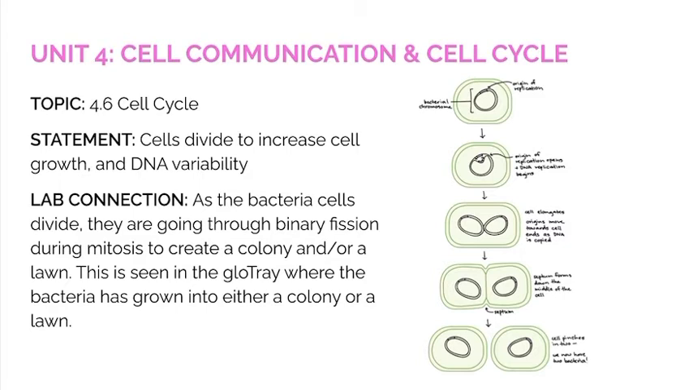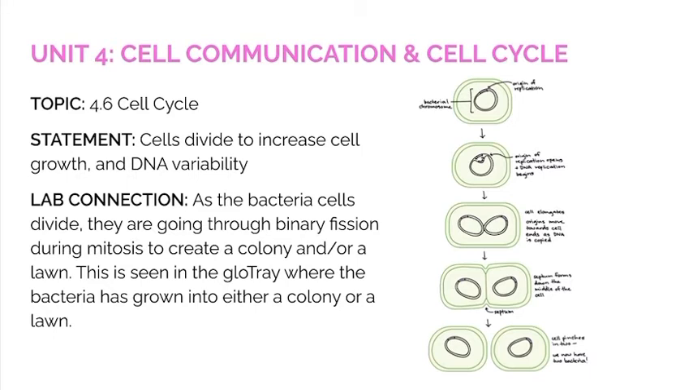Unit 4, which was cell communication and cell cycle, I connected topic 4.6, cell cycle, with the lab. This topic discusses how cells divide to increase cell growth and DNA variability. So as the bacteria cells divide, they are going through binary fission, and they're creating a colony or a lawn.